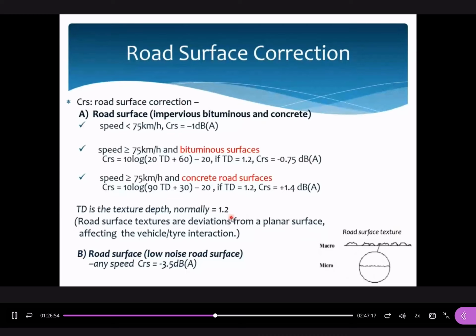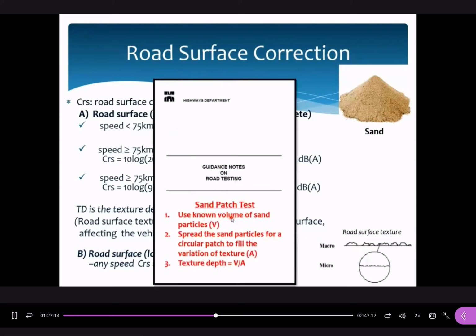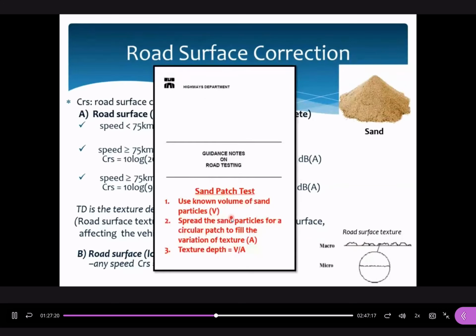We do not need to complicate the material. We just need to use sand. How do we make use of this? We put sand particles on the surface, take a known volume of sand particles, and spread it in a circular pattern on the road surface. We have the volume, we have the area, and volume divided by area is the texture depth. A very simple approach. We do not need any complicated or advanced equipment to do the analysis.